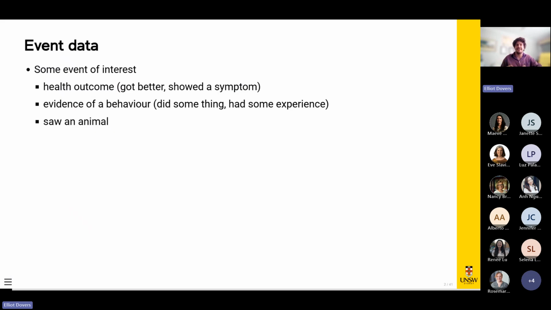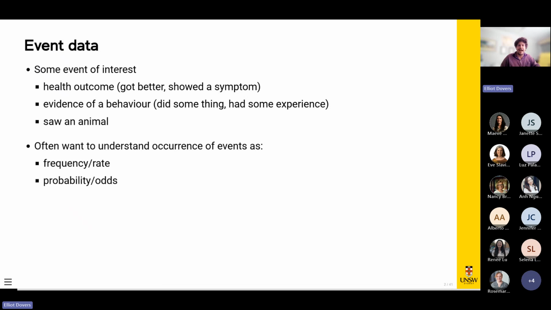I guess it's when we're interested in some event. You could think of this as perhaps a health outcome, so someone got better or showed a symptom. Maybe they showed a behavior, did something, had an experience. Or it could just be seeing an animal or seeing something. So in the broadest sense, I'm talking about recording some kind of categorical thing. And we're often interested in understanding the occurrence of our event of interest, so we might be interested in it as a frequency or a rate, or the probability or the odds of an event occurring.